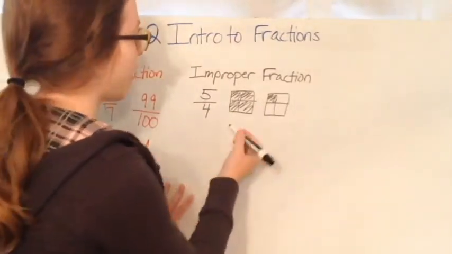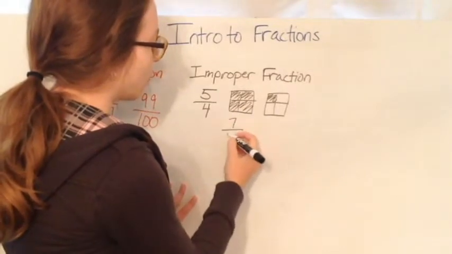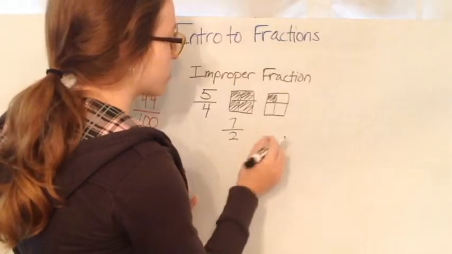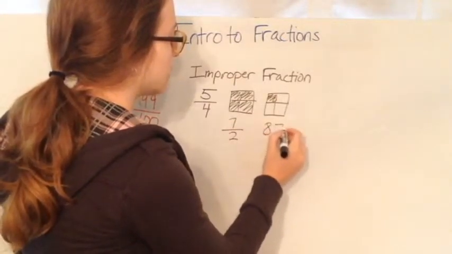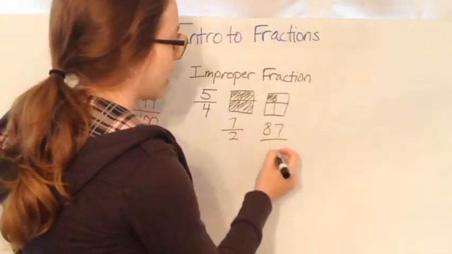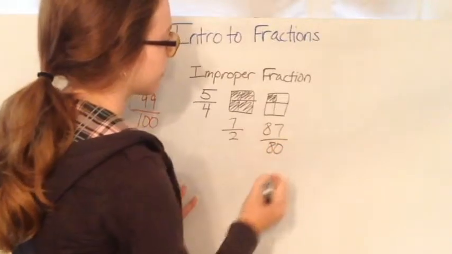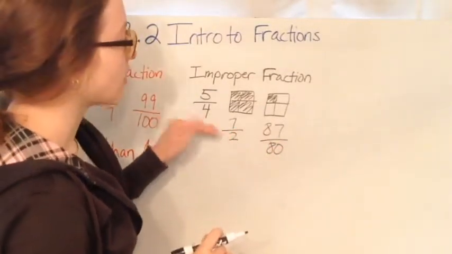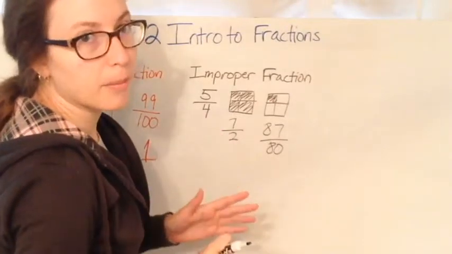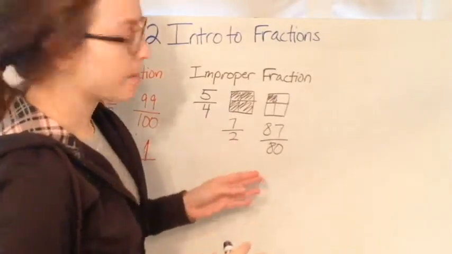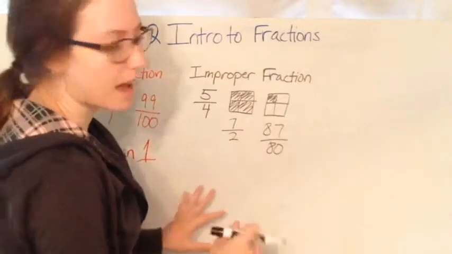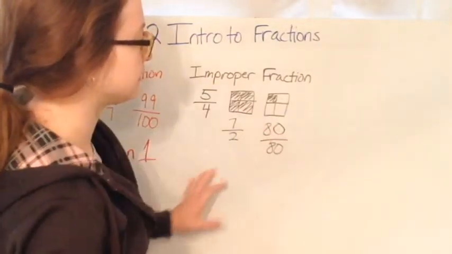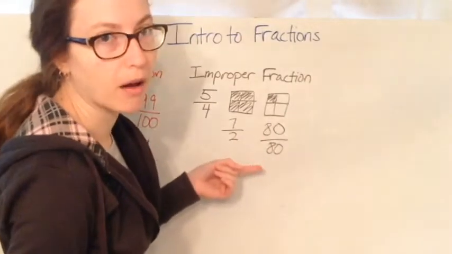Another example of that could be 7/2. We can get always larger numbers as well, so 87 over 80. So these are improper fractions because the numerator is larger. Another number that we call an improper fraction would be as if it's the same size. So if we had 80 over 80, that's improper as well.